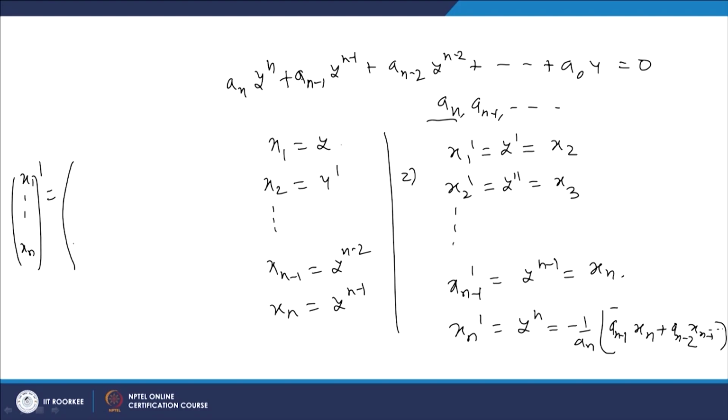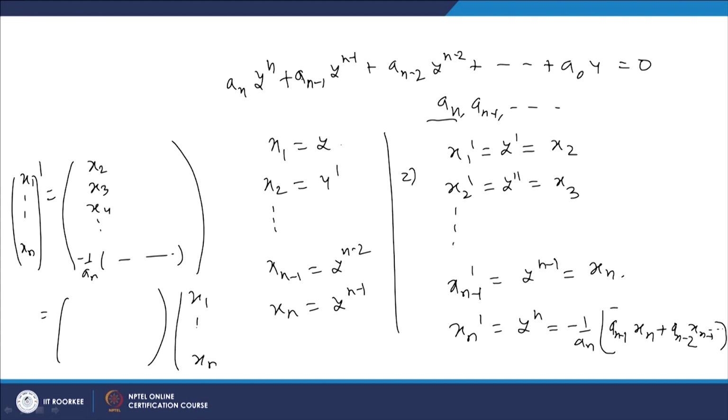dash is equal to, now here what we have written, x1 dash is equal to x2. So, it is x2, x3, x4 and so on. Here we have written minus 1 upon an and this thing, and if you further simplify this, you can write this as x1 to xn, and here we can write down 0 1 and so on, 0 0 1 and so on. So, I request you to complete this, that any nth order differential equation with the coefficients may be constant, may be function, can be written as x dash equal to this thing, and it is a particular case of this quantity.